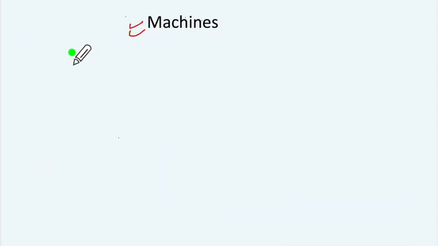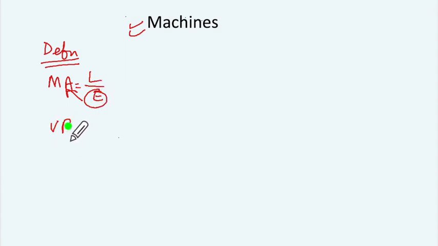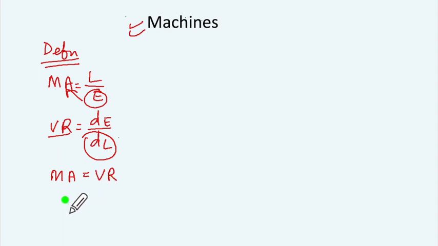In chapter number 3, machines, as I have told you, learn all the definitions and the relationships between the different quantities. Like for example, if I say MA is load upon effort, then decreasing effort will increase the mechanical advantage and vice versa. Velocity ratio is displacement of effort upon displacement of load. So displacement of load will decrease as velocity ratio increases. And remember, your ideal machine will have MA equal to VR, and therefore your efficiency is going to be 100%.